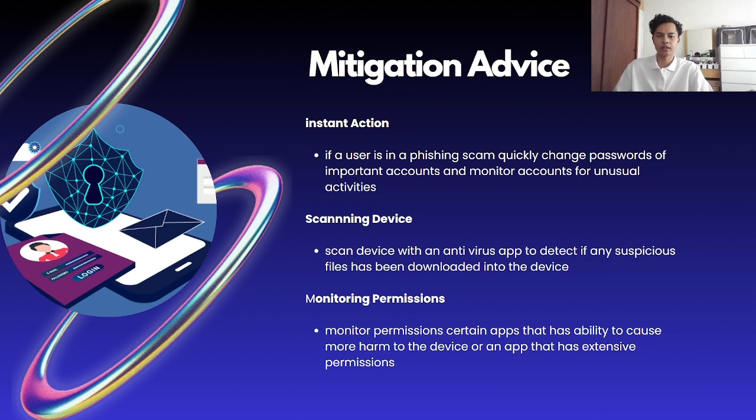Next, we have scanning the device. Basically, scan the device with an antivirus app to detect if any suspicious files or apps were downloaded quietly, if you accidentally clicked a link or things like that. And thirdly, we have monitoring permissions, to monitor the permissions of certain apps that have the ability to cause more harm. If you didn't notice that there are certain apps that we allow more permissions, through the app it can access our contacts and also our sensitive details, which can obviously cause so much harm to the rest of our device. All right, this is all from me to explain phishing.